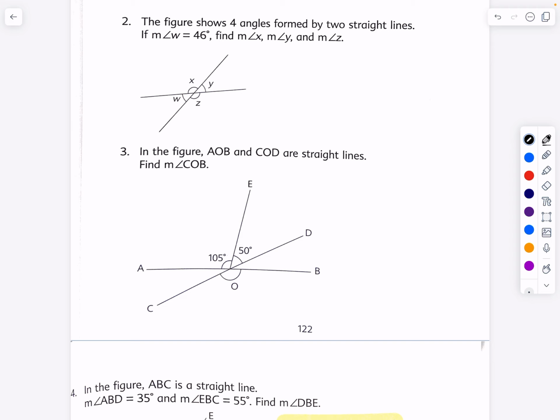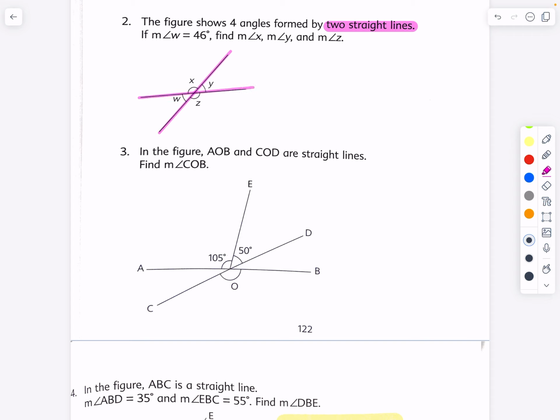The next problem, number 2: the figure shows 4 angles formed by 2 straight lines. My friends, if it is not given that the lines are straight, you cannot assume anything just by looking at the drawing. The drawings are not always accurate. Sometimes you don't have a drawing. So here, I would like to mark them. We do have 2 straight lines. I marked them in pink.